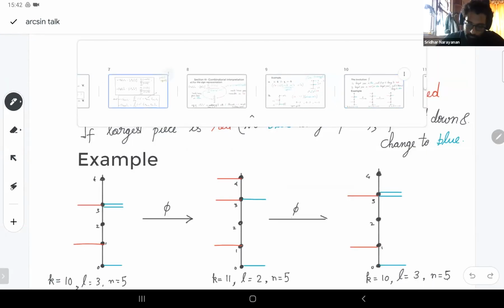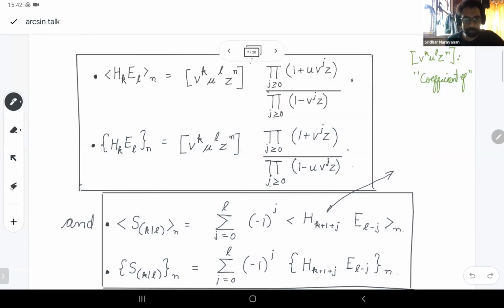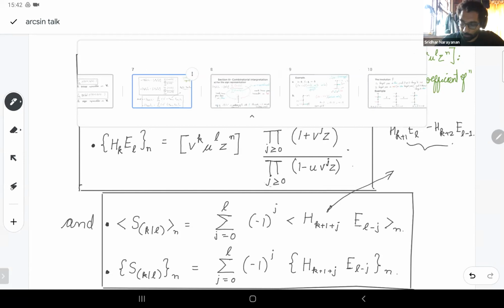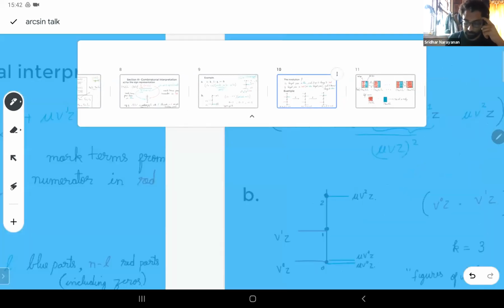So okay, that actually brings up an interesting point. If you look at adjacent terms in either of these summations, what you will notice is that the k term is one higher and the L is one lower. So for example, you can look at h_{k+1} e_{L-1} and h_{k+2} e_{L-2}. Always, if you look at adjacent terms, the k value will be one higher and the L value will be one lower to the right. Whenever you increase the k by one, you decrease the L by one as well. So that's something to keep in mind as we describe the involution, because that's what the involution tries to do.